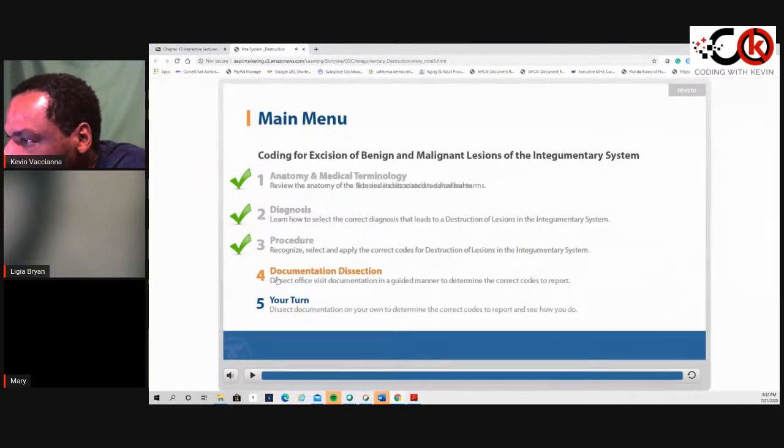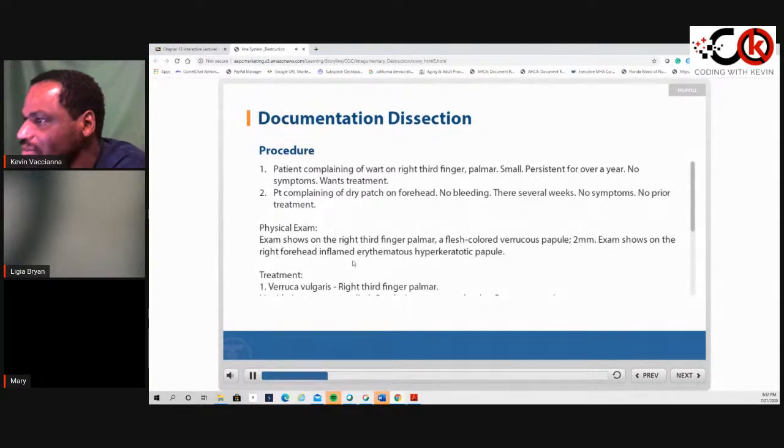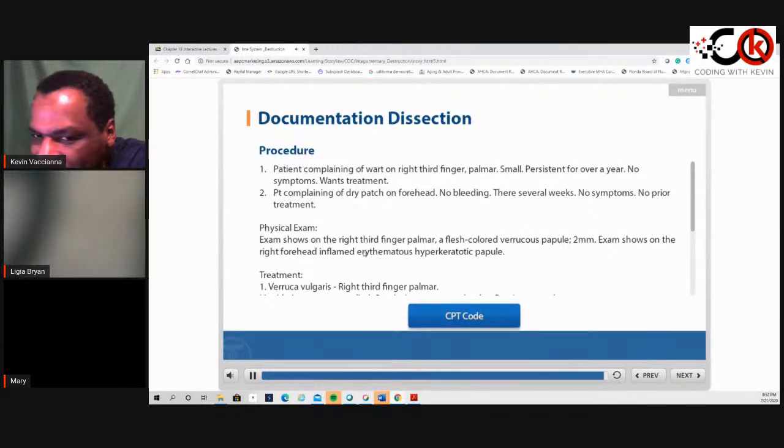All right. Documentation dissection. It's going to be the next one. This operative note describes a verruca vulgaris on the right third finger palmar and actinic keratosis on the right forehead. Scroll through the documentation now. Click the button for more information. Okay, we're going to do this as best as we can, okay?